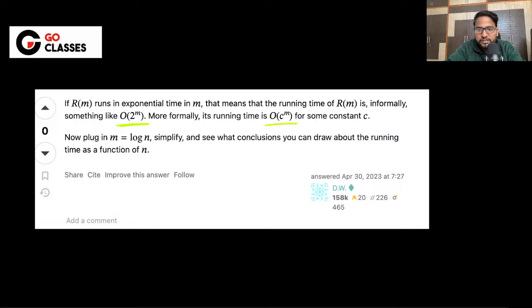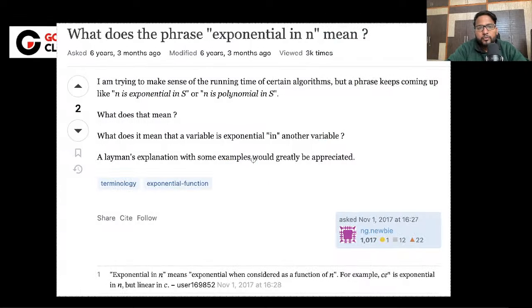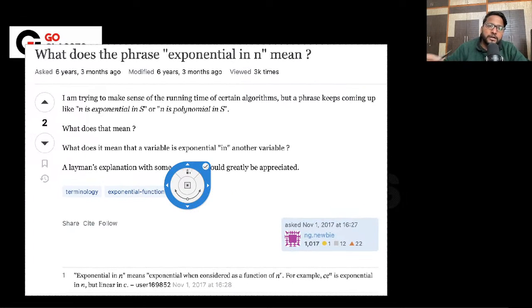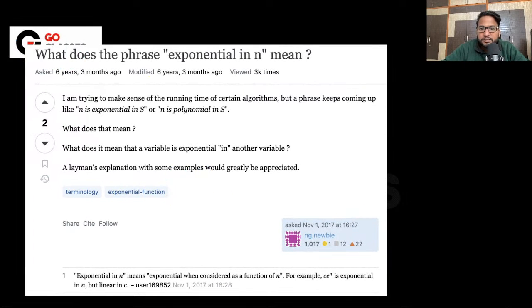So there is a question on Stack Overflow itself, and the question says, what does this phrase exponential in n mean? There is no answer to this question, but one of the comments says exponential in n means exponential when considered as a function of n. For example, c is exponential on n but not linear. So they have also given the constant power n as an example. Generally it means that actually, but this might be debatable even.